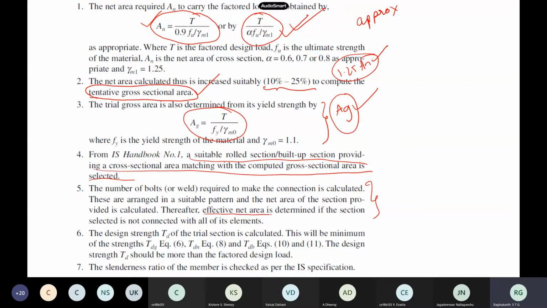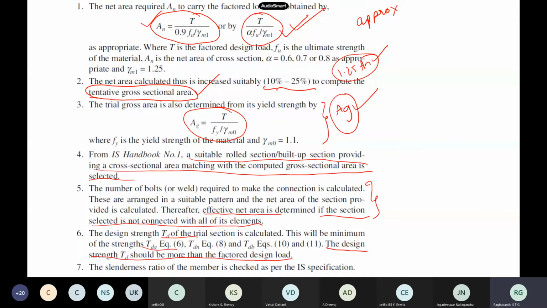Once again, you find the effective net area because you know the connection. And if the section is selected, you verify all these things, whether it is less or more than the design tensile strength. So we calculate Td and all those things. This design strength should be more than the factored design load. If it is not, then you may have to increase the area.